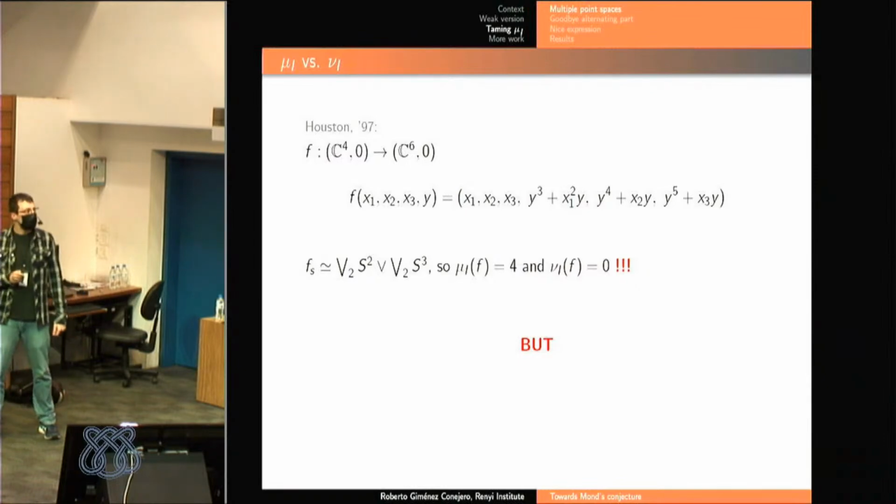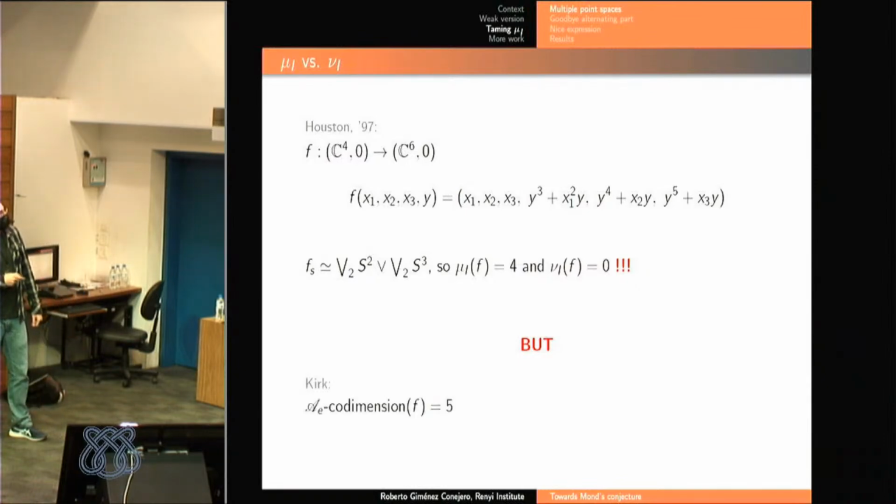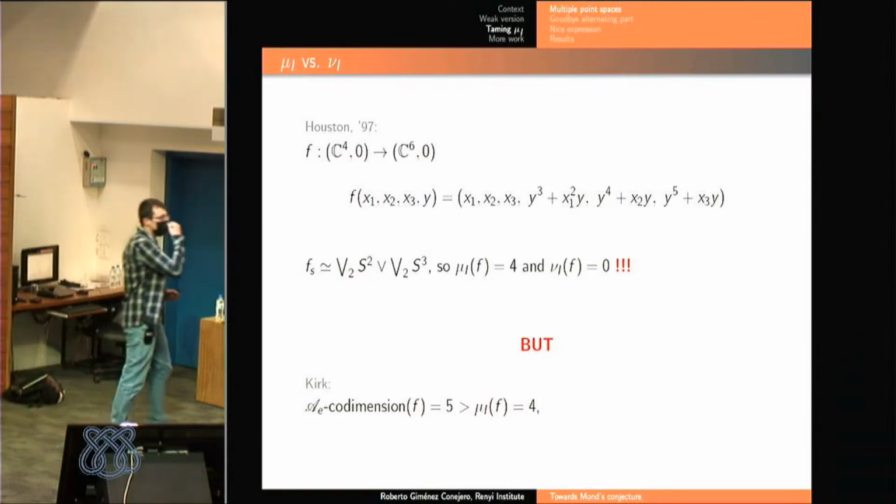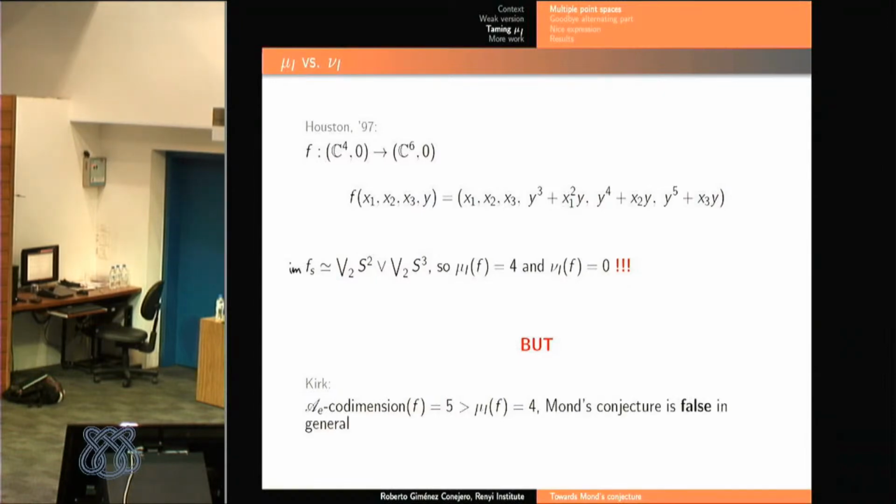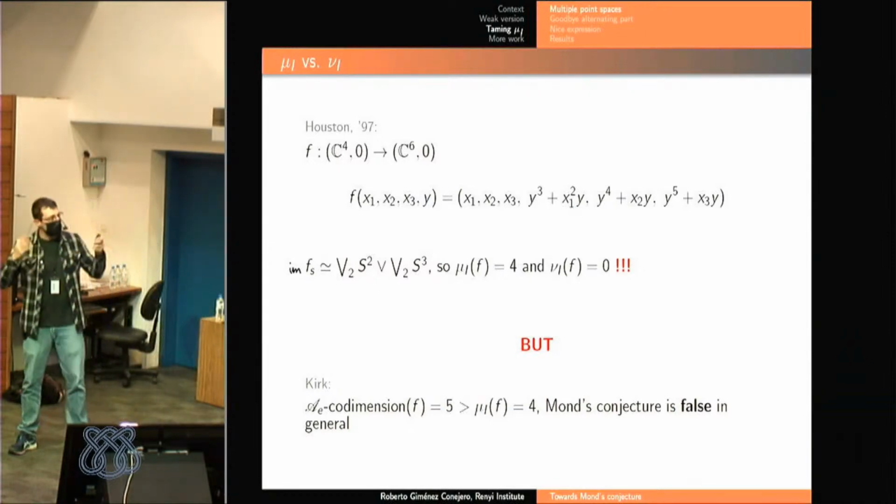But now, Kirk computed the A-codimension of this germ, and it is 5. And with this definition, the image Milnor number is 4. So the conjecture doesn't hold. And in general, because this is the bad setting, the image Milnor number conjecture is false for bigger dimensions.